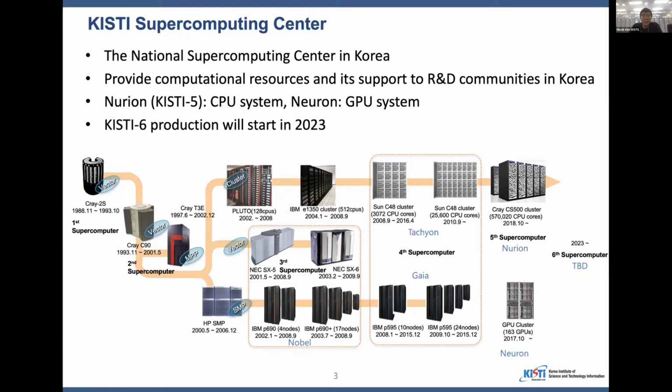So first, we started with the first supercomputer, and then 5 years later we introduced the second supercomputer, Cray C9, and so on. We currently have Nurion in production, which is KISTI-5, and we also have another GPU system, and KISTI-6 production will start in 2023, and the budget is not decided yet.